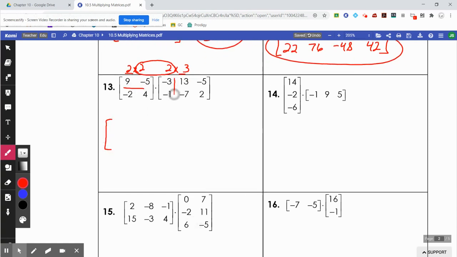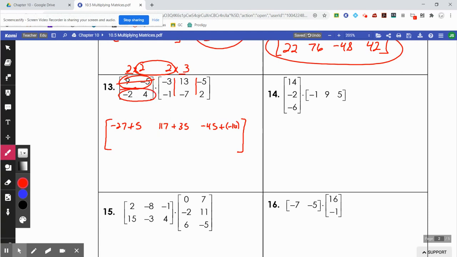Multiply rows with columns. 9, let's start here. 9 with -3, -5 with 1. Move on to the second column. 9 with 13 plus -5 with -7. Move on to the third column. 9 with -5 plus -5 with 2 gives you -10. You are now done with your first row.